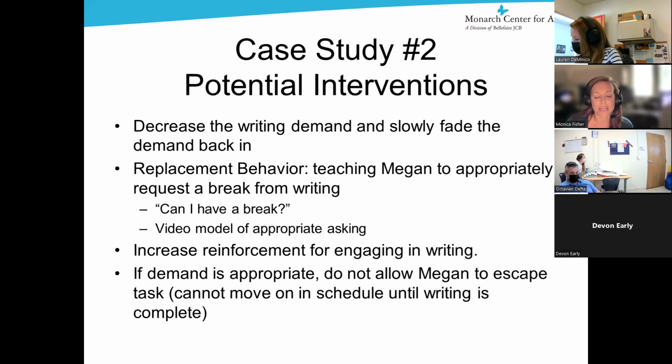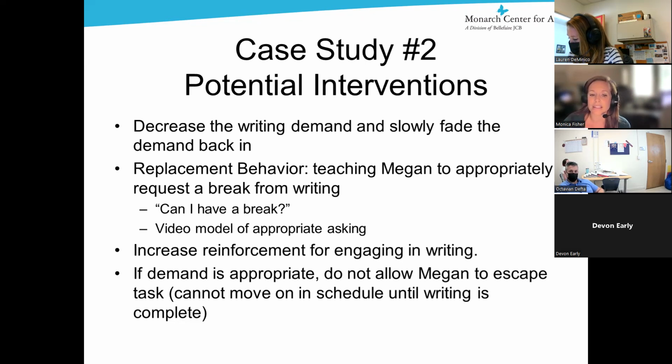And then if the demand is appropriate, we could think about not letting her escape the task. So maybe if every single day she's not doing this and we have decreased the writing demand, we say, hey, Megan, before you go do this preferred thing, before you are able to use the iPad, you're really going to need to write these couple of letters. So we could do things like that.